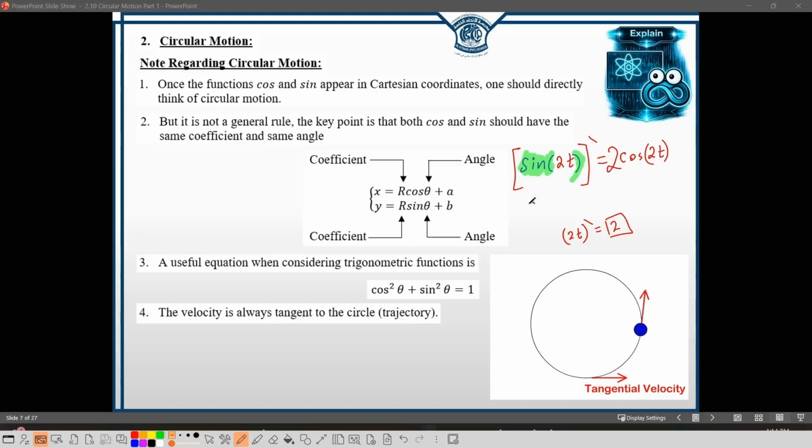Let's take another example, cosine of 5t. For its derivative, we apply the derivative on the outer function first, and we know the derivative of cosine is minus sine of 5t. And then we spit out the derivative of the inner function. The derivative of the inner function is 5.